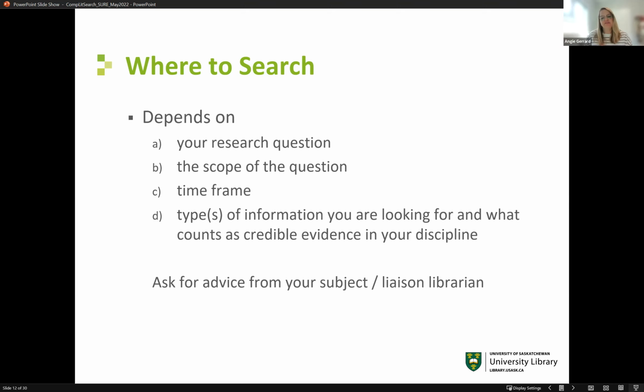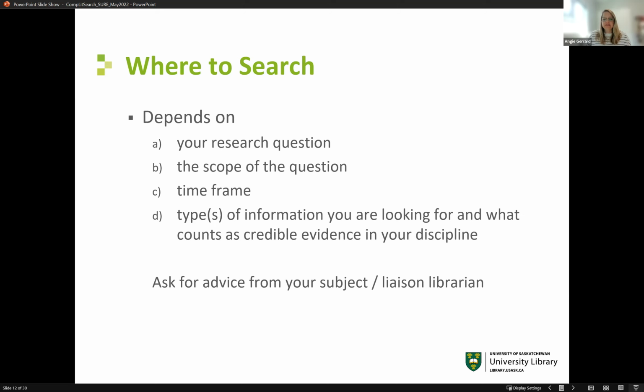And I've already touched on this before, but just take a moment to think about what types of literature or evidence am I hoping to find? And that will really define or speak to the extent of where you want to search for research. So for instance, if the main focus is journal articles, but you also want to look at other types of evidence, and what counts as credible evidence in your field or in your discipline, that will dictate where you're going to search. And so there's lots to think about in terms of the extent of your search.